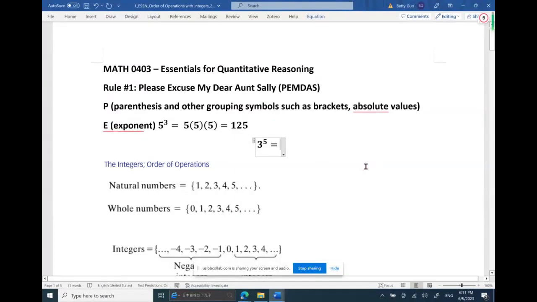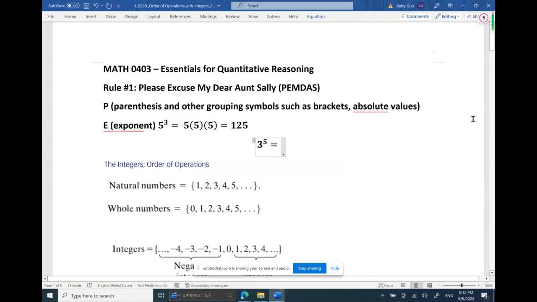Okay, very good. And what about 3 to the power of 5? The two expressions look very similar, right? Only the order of the two numbers is different. 5 to the power of 3, base is 5, exponent is 3. 3 to the power of 5, base is 3, exponent is 5. And that makes a huge difference.